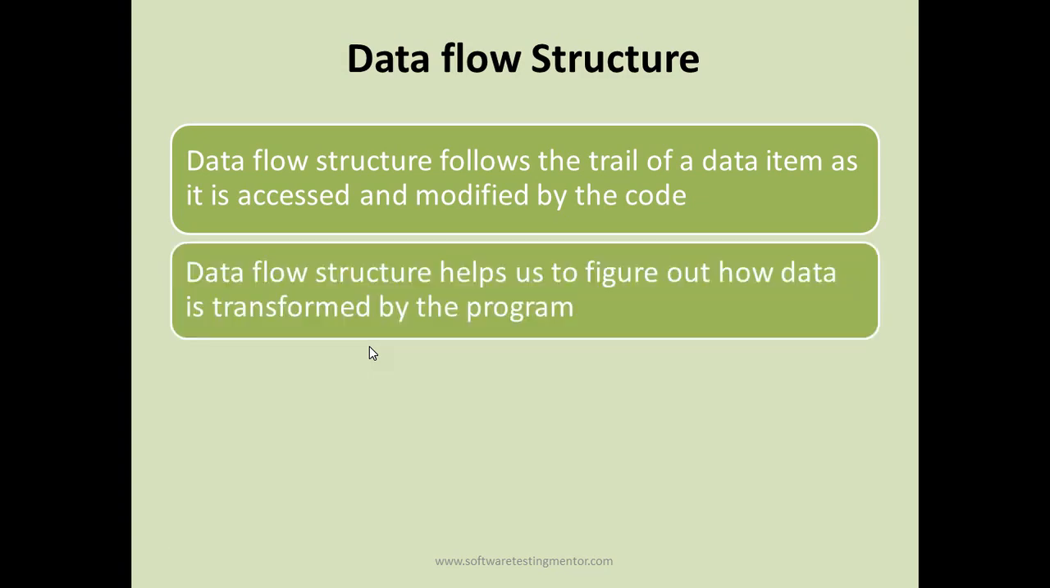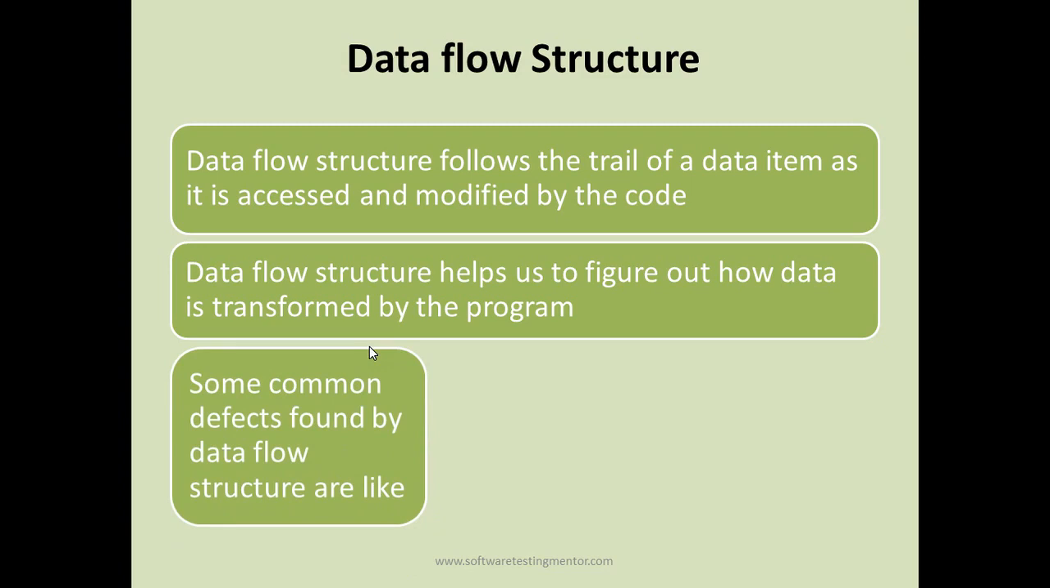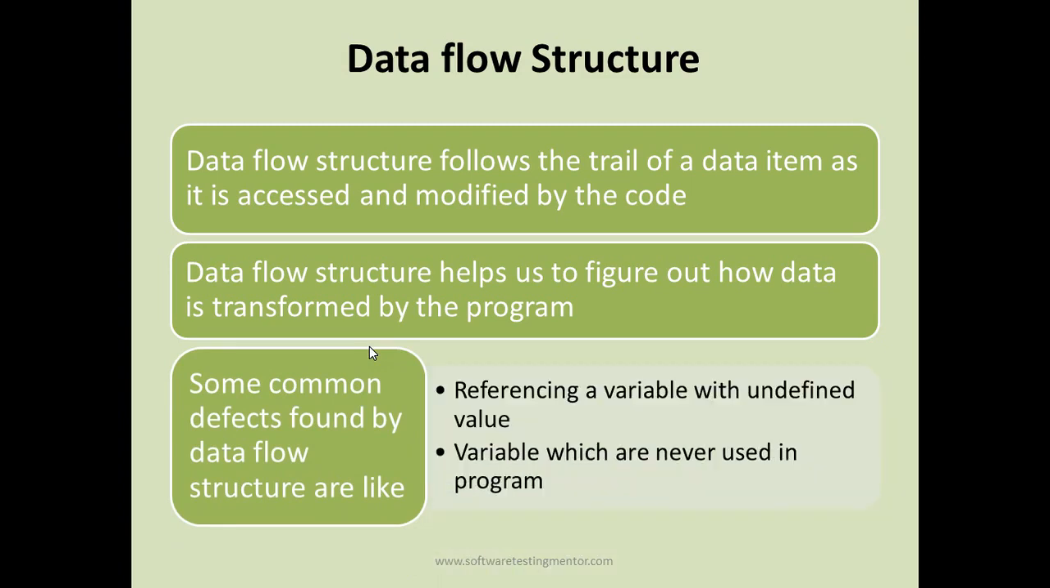Then data flow structure helps us to figure out how data is transformed by the program. So you keep an eye on the data and see how it is transformed by the program. Some common defects found by data flow structure are referencing a variable with undefined value or a variable which is never used in the program. So these are the kind of defects that you can find by data flow structure. There might be variables which are never used in the program, or you are referencing a variable which is not even defined in the program. These kinds of defects can be found by data flow structure.